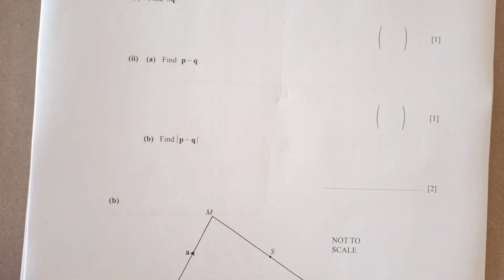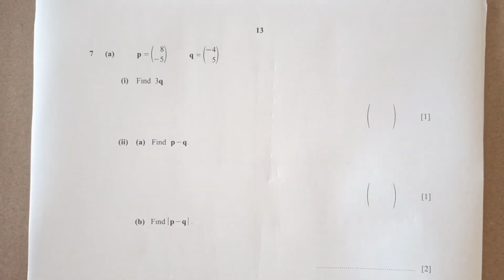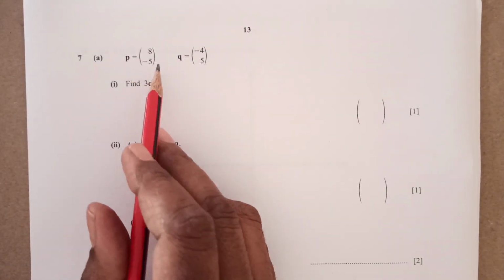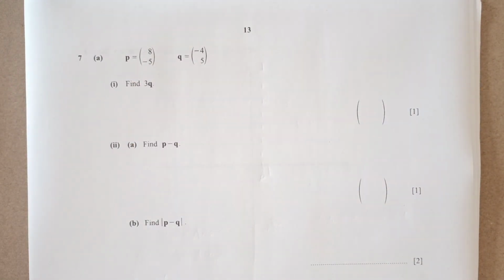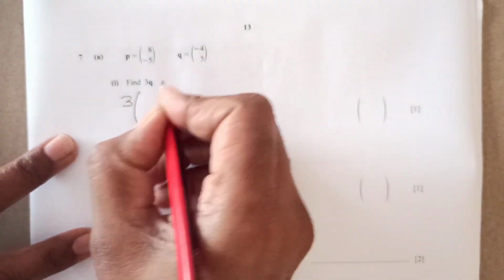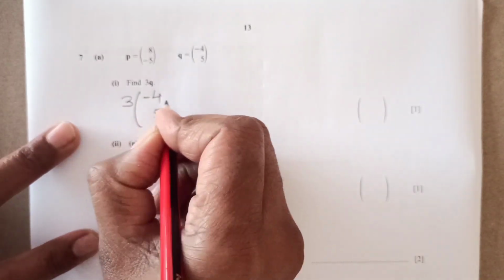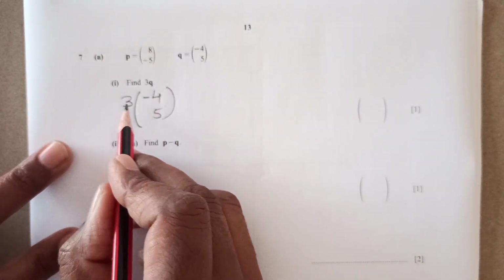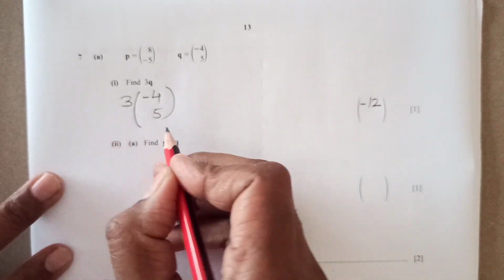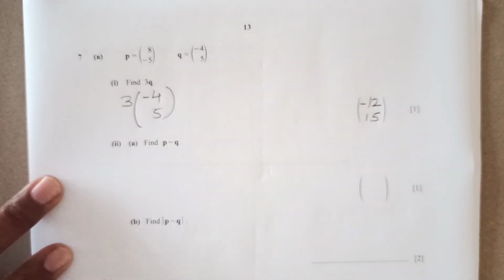Question number 7 that we have here, it is from vectors. P is (8, 5) and Q is (-4, 5). So first find 3q. So just 3 times q, which is (-4, 5). So 3 is going to multiply both of them. 3 times -4 is -12 and 3 times 5 is 15.